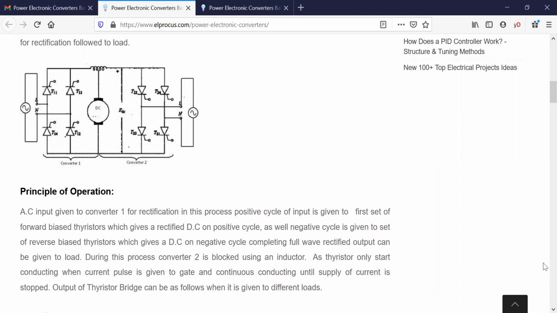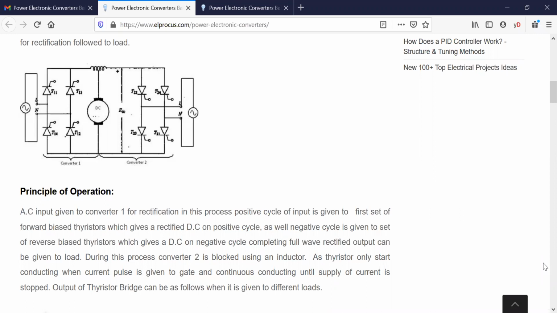This AC input we are giving to the converter one, and it is for rectification. Okay, the two cycles will be there, one will be a positive cycle and the other will be a negative cycle. So here, principle of operation, we are giving the AC input to the converter one, and it is used for the rectification process.